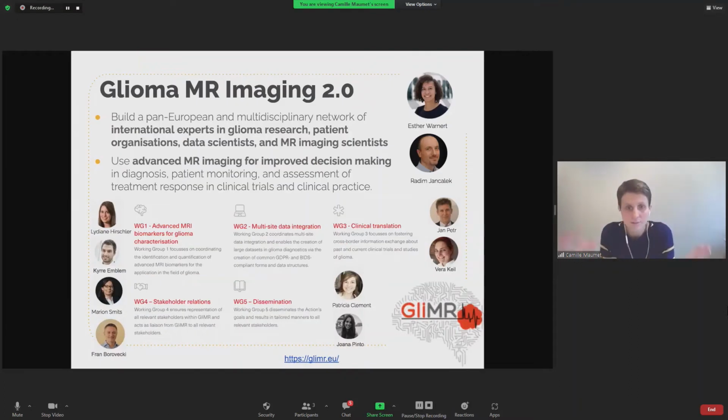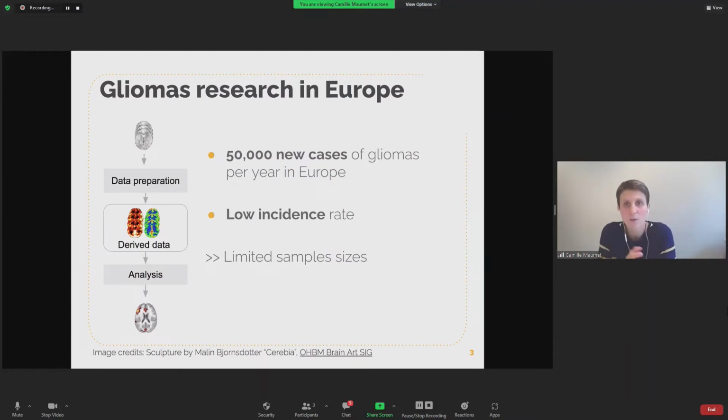So first of all, I'm not going to go through this GliMR slide again. You're all here together for this GliMR Hybrid workshop. And in particular, I'd like to talk about our main goal. We are here to look at glioma research in Europe, and we know there are about 50,000 new cases of gliomas per year. So this is a big problem that we want to address.